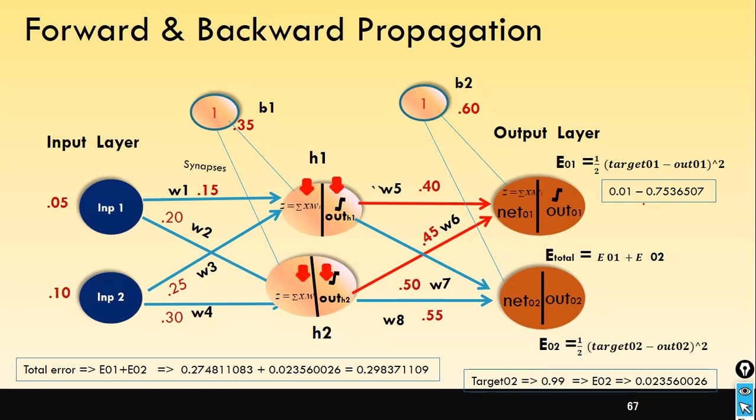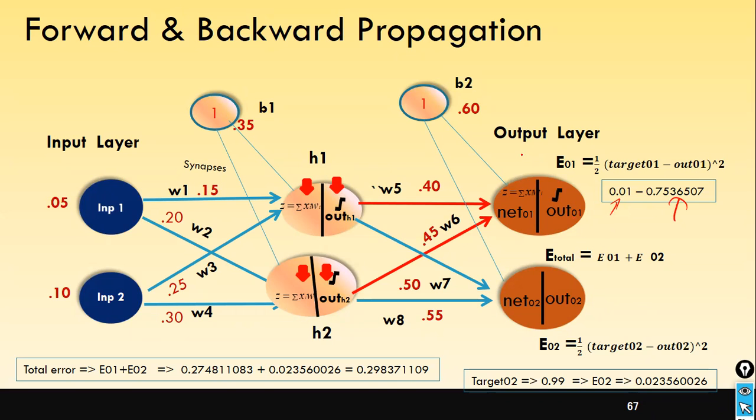Once you get the predicted probability, you compare it with the actual value and get some error. In the output layer, we have two neurons. One is for class 1, the other one is class 0. So what is the probability for class 1? What is the probability for class 0? When you find out the error for these two, you will get the total error.